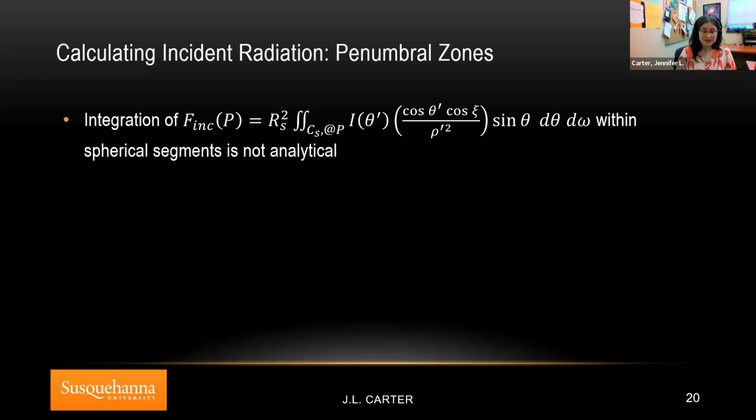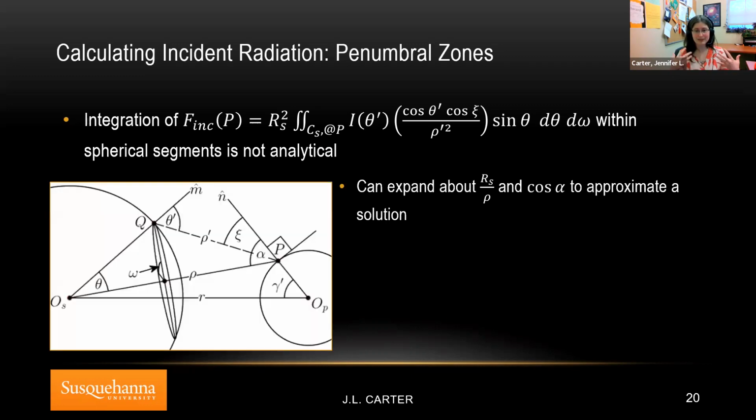So what's left to us to continue with an analytical analysis, or semi-analytical at this point? We can do an expansion. We expand about things that are approximately small, like R_S, the size of our host star, divided by rho, which is the distance between some point P and the center of the exoplanet, as well as cosine alpha, which can be written in similar terms.